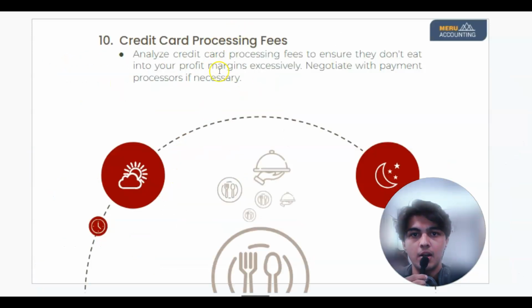Next is credit card processing fees. When we swipe any credit card, it takes out a certain amount of that transaction. So you will need to analyze credit card processing fees to make sure that they don't eat too much money from your profit margins.